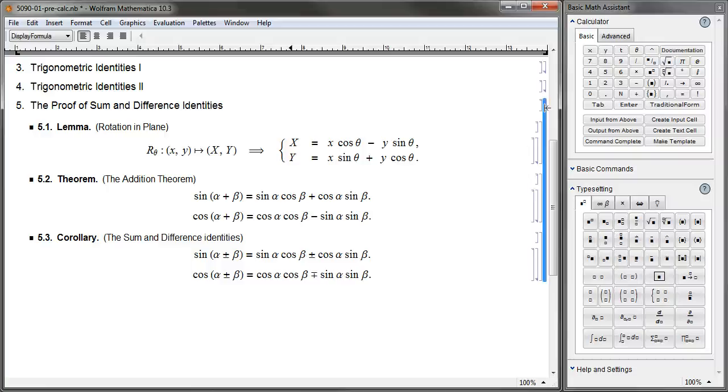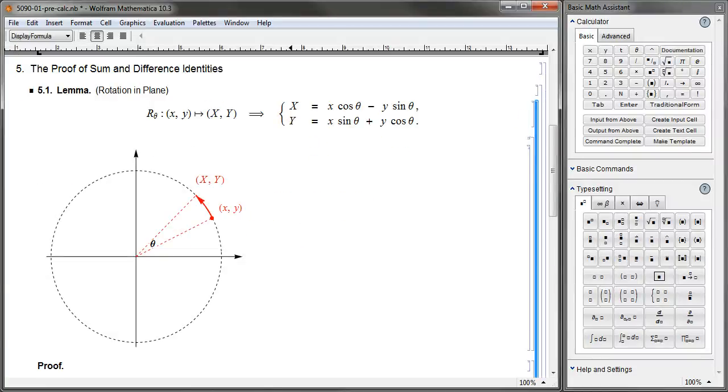I want to establish a rotation in plane first, and then use that to prove the addition theorem. Now, is that really the most effective way? That is arguable because it's a kind of digression, but this digression is very, very valuable because rotation itself is an important topic. Let's talk about it.